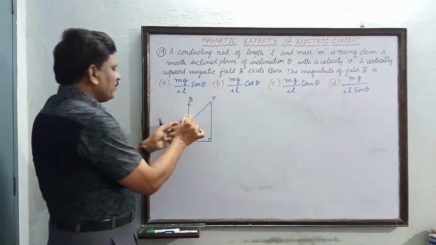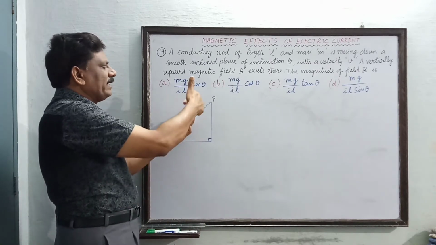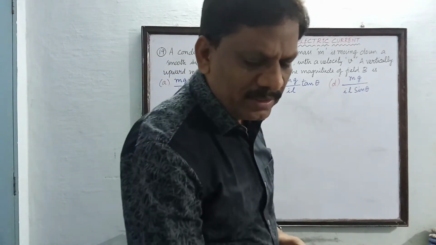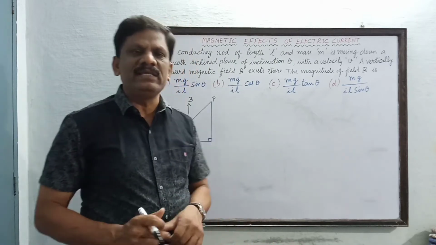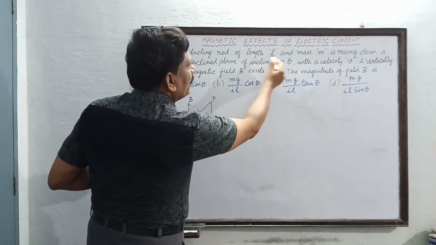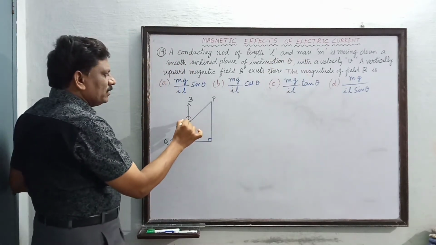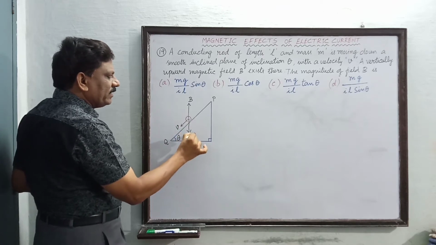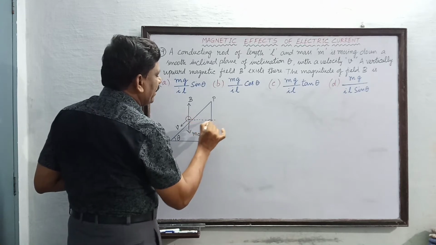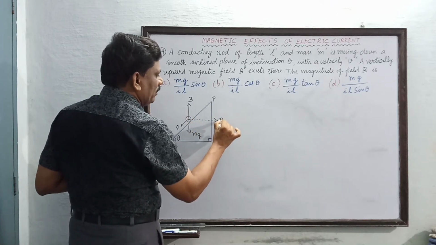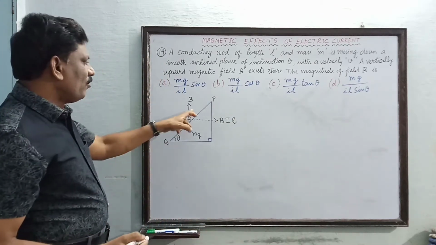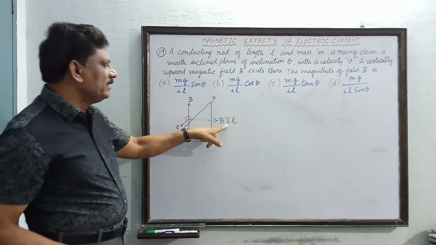So this is the direction of the current and this is the direction of the magnetic field upwards. So it will experience a force. It is going to experience the force BIL. Now its mass is M, so its weight is mg. You see here its weight mg is acting in the downward direction. At this point I draw a horizontal line. Along this direction only B into I into L, that is the force experienced by the rod, is acting in this direction.